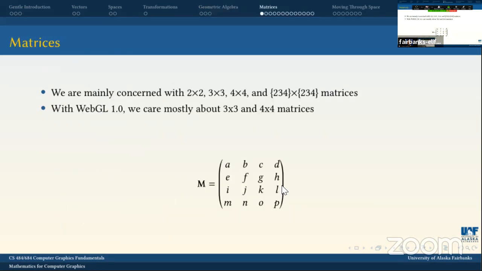Okay, so matrices. In this class, we mostly care about 3x3 and 4x4 matrices. We care about 3x3 matrices because they're good for transforming vectors. We care about 4x4 matrices because they allow us to transform homogeneous coordinates, and that's the one where we add W. And if W is 0, it acts just like a vector. If W is 1, then it acts like a point in space.